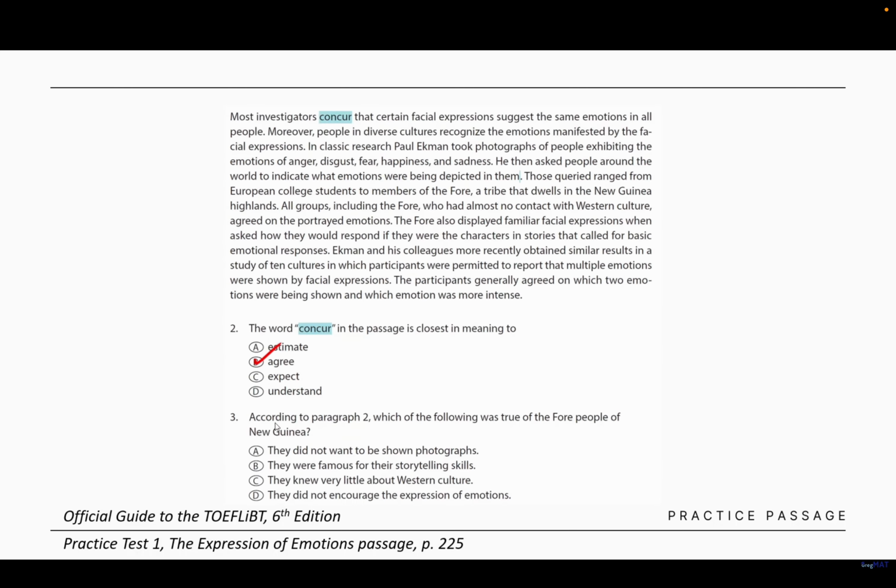So number 3 is a factual question. I'm going to give everybody about 2 minutes to do number 3. So 2 minutes. According to paragraph 2, which of the following was true of the 4 people of New Guinea?